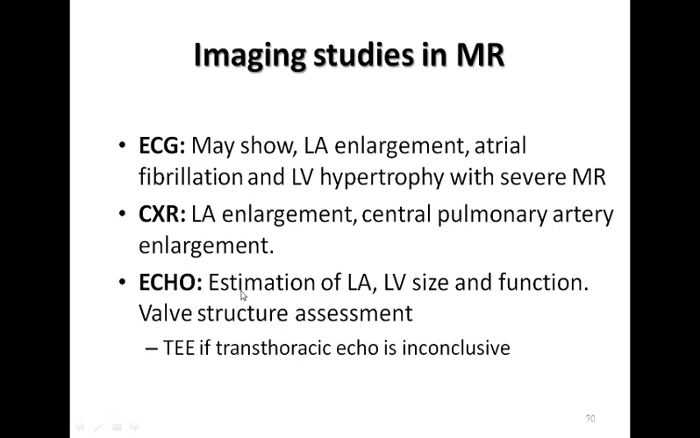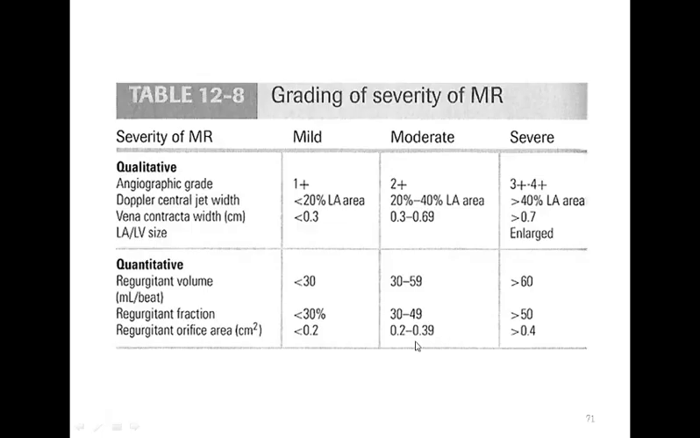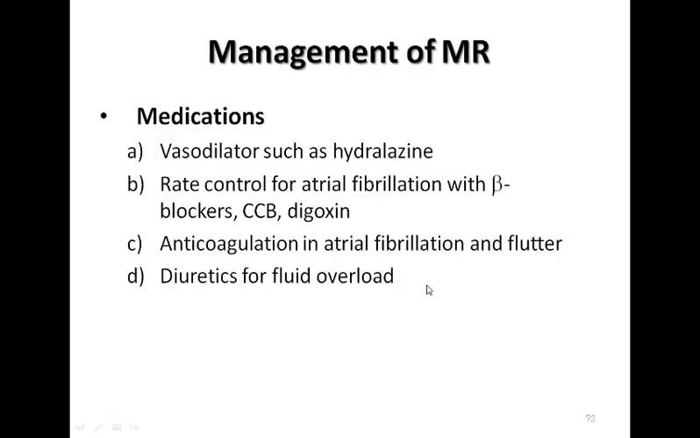Echo is very useful. It estimates left atrial and left ventricular size and function. Valve structure assessment also can be done. You can go for a transesophageal echo if transthoracic echo is inconclusive. Again, for the grading of the severity of mitral regurgitation, you can see mild, moderate, severe according to the echo findings. You can go through it, but no need to remember.